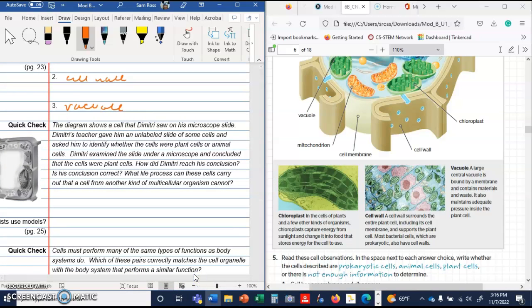Okay, quick check. The diagram shows a cell that Dimitri saw on his microscope slide. Dimitri's teacher gave him an unlabeled slide of some cells and asked him to identify whether the cells were plant cells or animal cells. Dimitri examined the slide under a microscope and concluded that the cells were plant cells. How did Dimitri reach his conclusion? Is his conclusion correct? What life processes can these cells carry out that a cell from another kind of multicellular organism cannot? That's a lot of information, okay? So we have 1, 2, nope, this is going to be 2, 3.